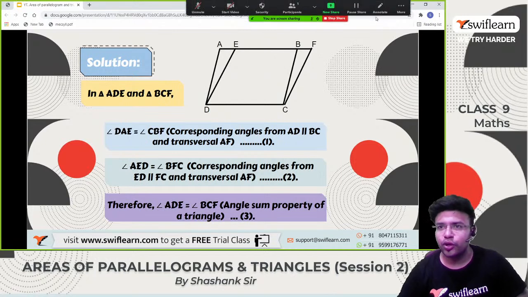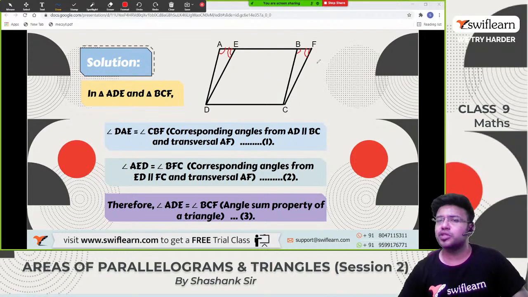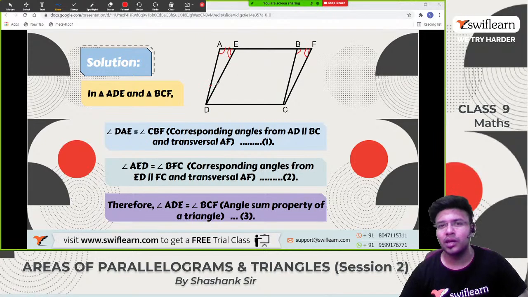Let me draw it for you. This angle is equal to this angle, corresponding angles. This angle also is equal to this angle. How? Same corresponding angles, DE is parallel to CF and this is the transversal. So corresponding angles are the same. Now, if two angles are equal, obviously the third angle will be equal, because the sum of all the angles in a triangle is 180. Already two angles are the same, so this will be the same.